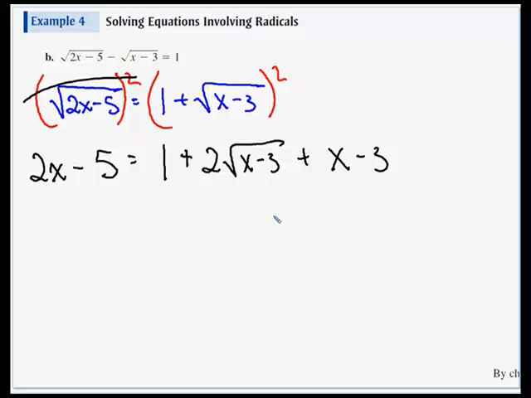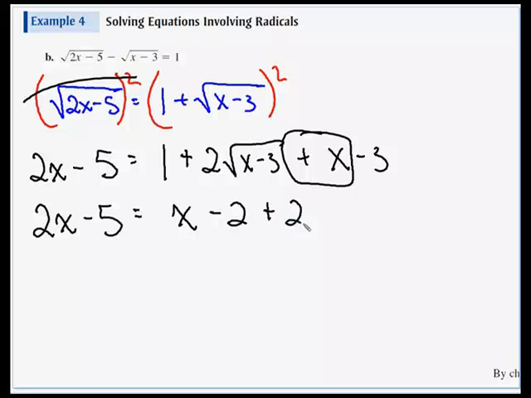Okay, let's see what we can combine on the left side there. On the right side, 2x minus 5 is still on the left. We're going to have, let's put our x term first, x, and then our 1 minus 3 is minus 2, and then our plus 2 times the radical. So we went from having 2 radicals in the original equation, now we're down to 1 radical. So let's get this radical all by its lonesome, and then we can do the process again.